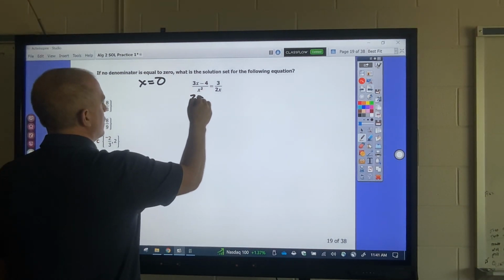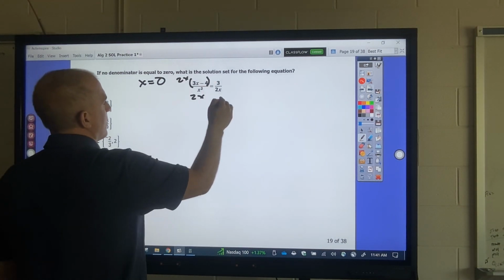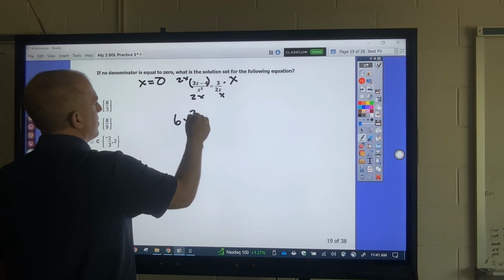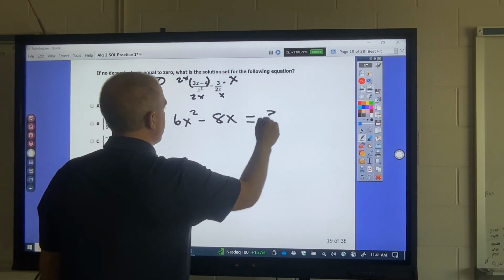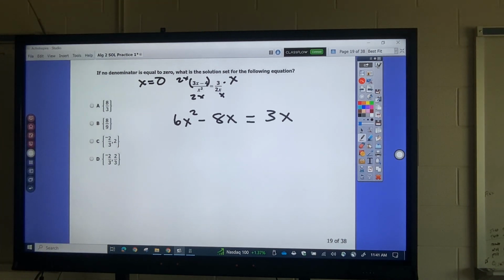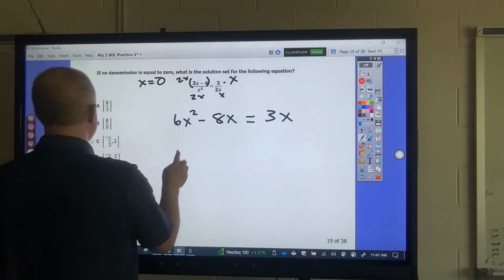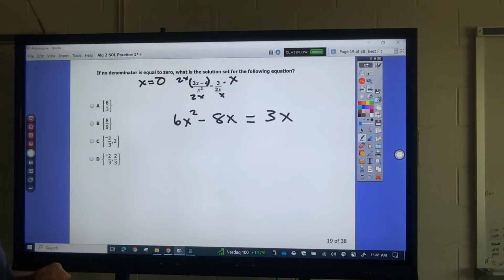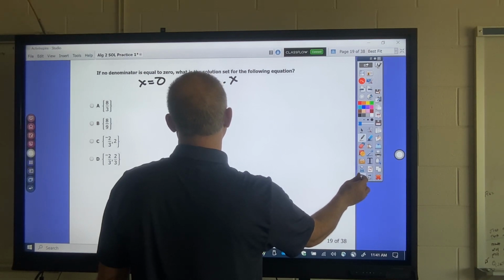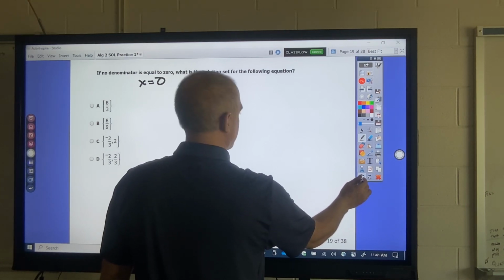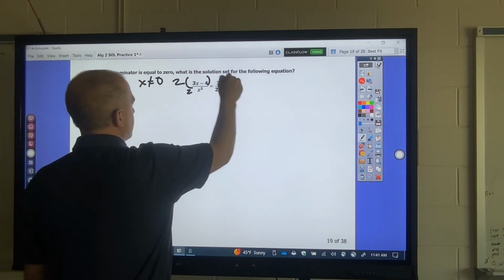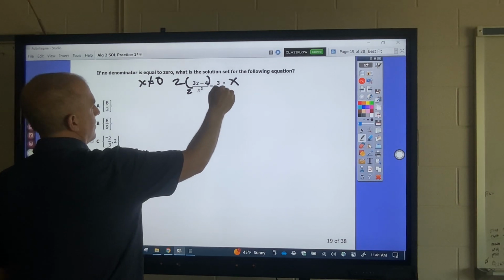What would I need here? I would need 2x, so I multiply by 2x. What would I need on this one? Just an x. So that's going to be 6x squared minus 8x equals 3x. The way I would solve that is I would bring that back. Oh, whoops, this one doesn't need an x, I'm sorry. Let's back up here. This one would just need 2. This needs an x.